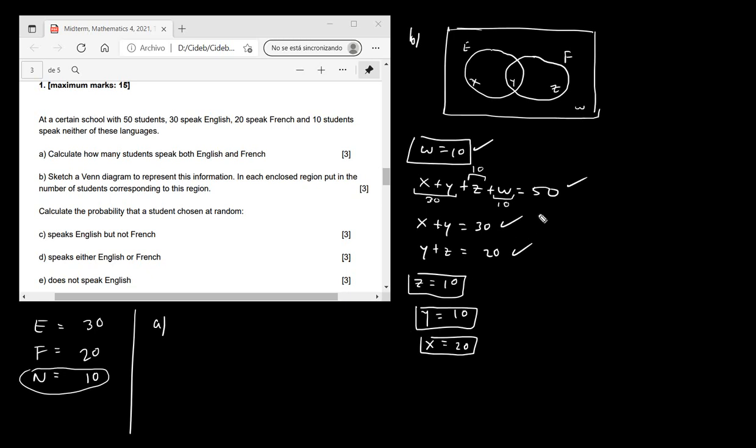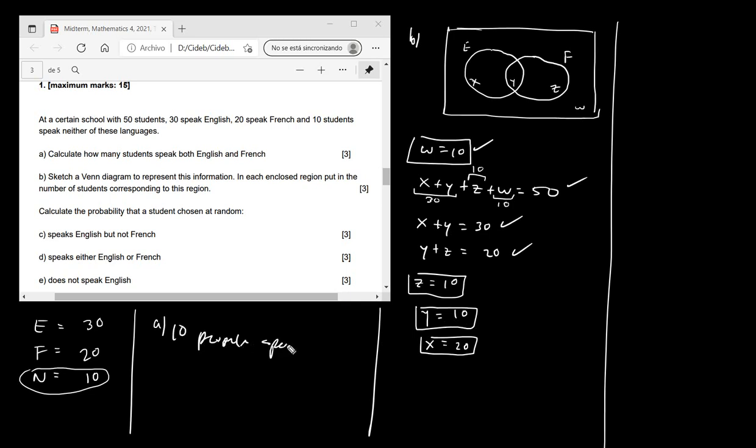Okay, and after I have done this, I think I can go back to question A and answer it in a more straightforward or more intelligible way. So, how many students speak both English and French? By what I told you a moment ago, that should be Y, which is 10. 10 people speak both. These people, which is 10. So, first one done, second question done, and then these other three.